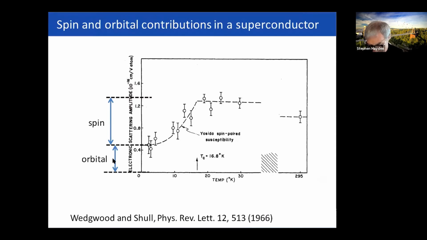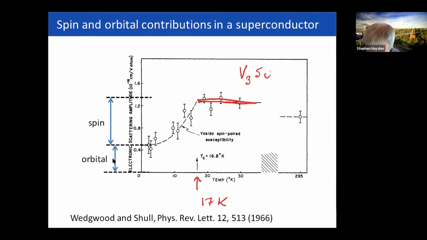So some of you might be working on superconductivity or have heard about superconductivity. This is an experiment done by Wedgwood and Shull in the 1960s with neutron scattering again, where they did a diffraction experiment and looked at how the magnetic moment varied with temperature in a superconductor. This superconductor is vanadium 3 silicon, and its TC is about 17 Kelvin here. So this is the superconducting transition.